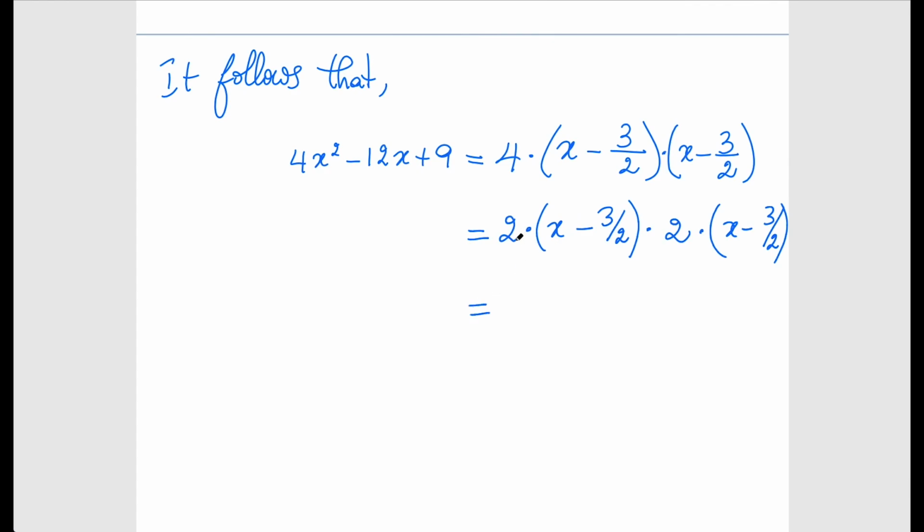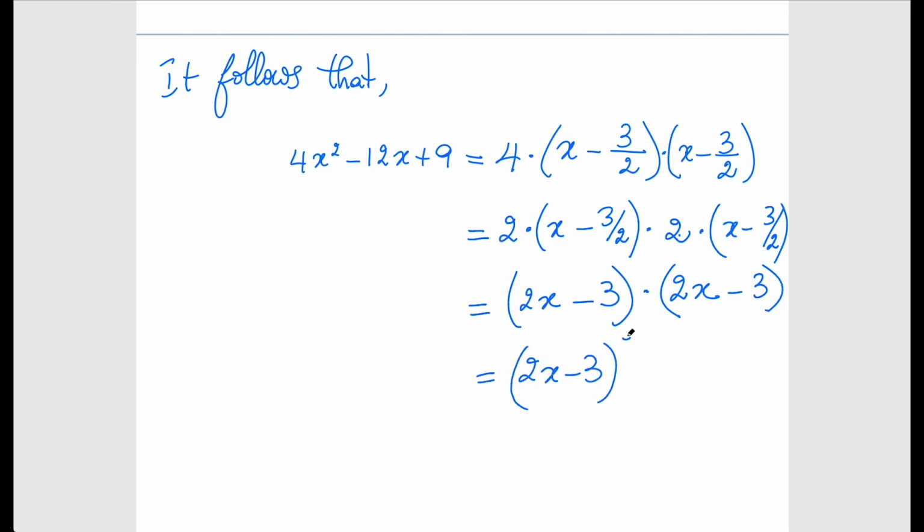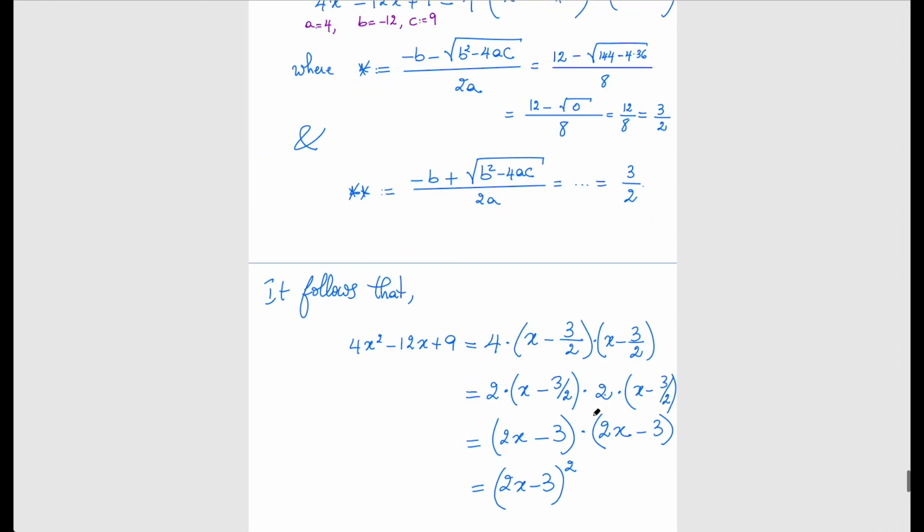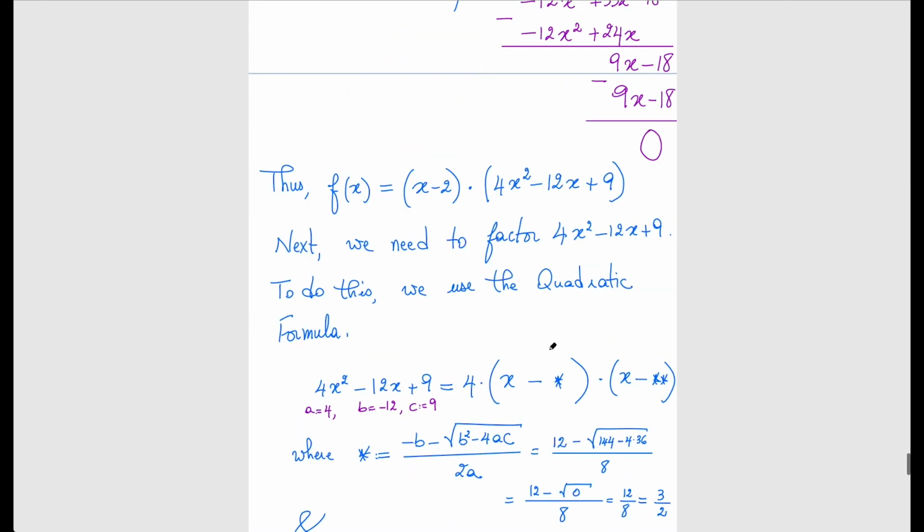If you bring the 2 inside this factor, you get 2x minus 2 times 3 over 2, which is 3. Times the same thing: 2 times x is 2x, and 2 times 3 over 2 is 3. So that's 2x minus 3 squared. It's the same factor times itself, so you get the square. Many people would have seen it immediately, but if you don't, the quadratic formula would definitely be the heavy gun for it.